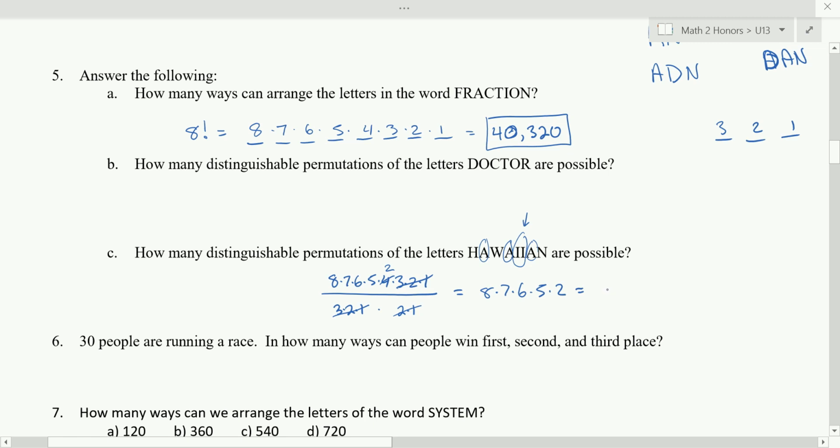Anybody get it? Logan, you got it? No. 3,360. So compare that with A. In A, we had 8 letters, and we had 40,320. On C, we have 8 letters, but there's only 3,360 different distinguishable words because of the repeats in the letters.